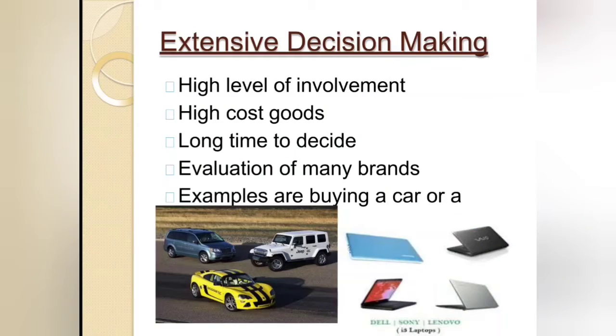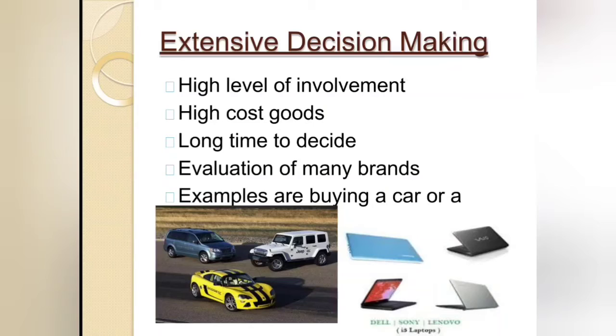The last level of decision making is extensive decision making. Here we have a high level of involvement, and the goods are basically costly goods like cars, real estate, etc., where it takes a very long time to decide. Evaluation of many brands is done here because they have to find the correct alternative, because once the purchase is made you cannot return it or repurchase, because lots of costs are involved in such purchases. Examples are buying a car or laptops, etc.